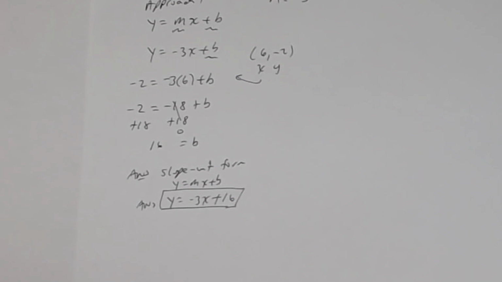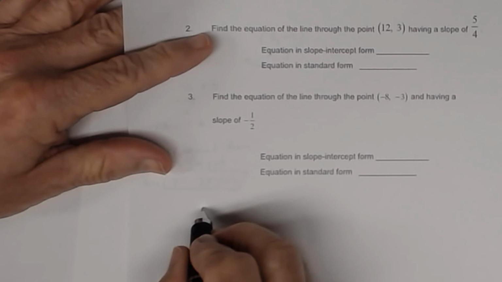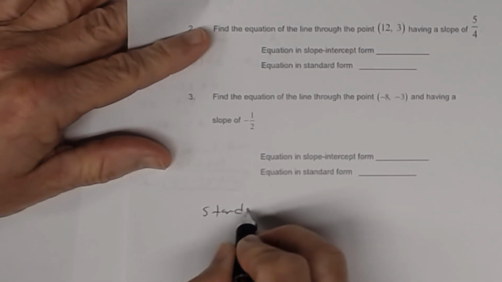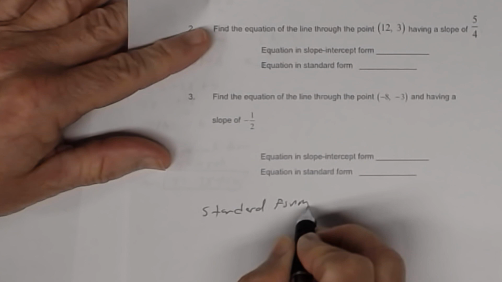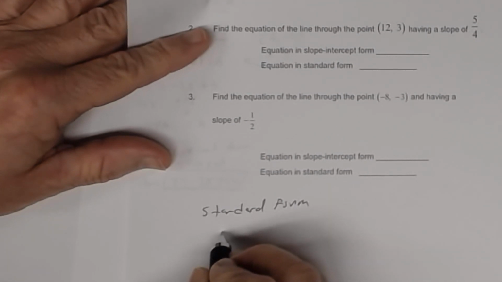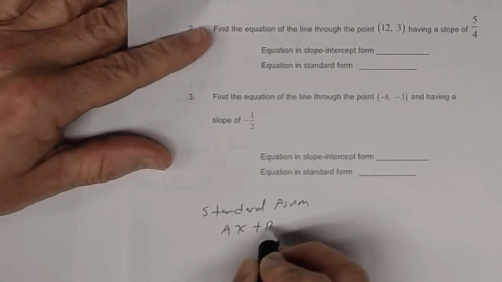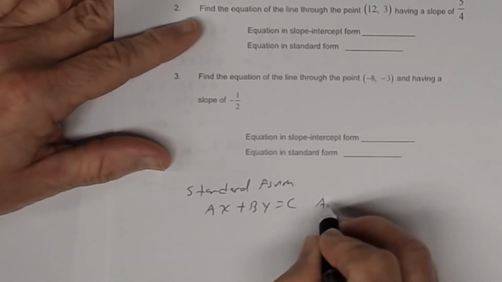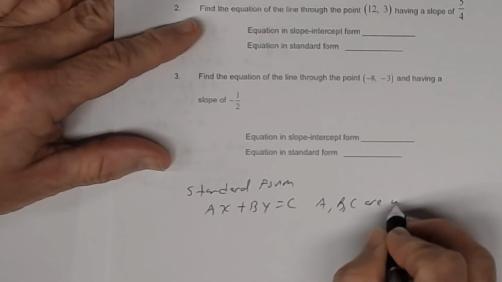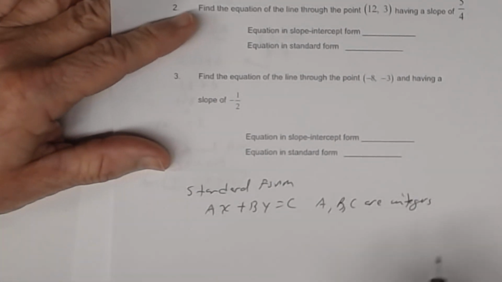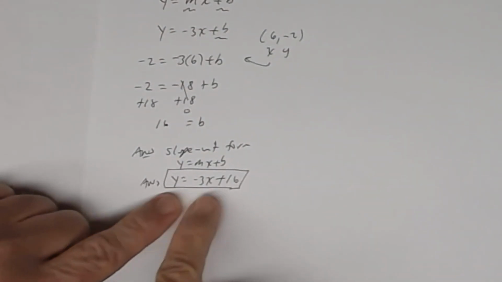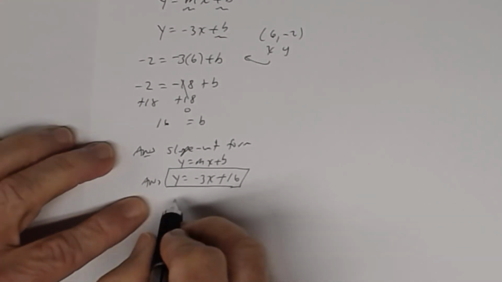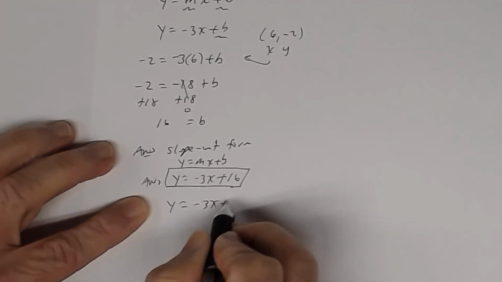Okay? Now remember what standard form is. So listen carefully. Standard form, I'm going to write it here. Standard form is where you have all the variables on one side, so ax plus by equals c, and a, b, and c are integers. So no fractions, no decimals, integers. Okay? So first thing you got to do, let me go ahead and rewrite this over because this is what you have. You have y equals -3x plus 16.